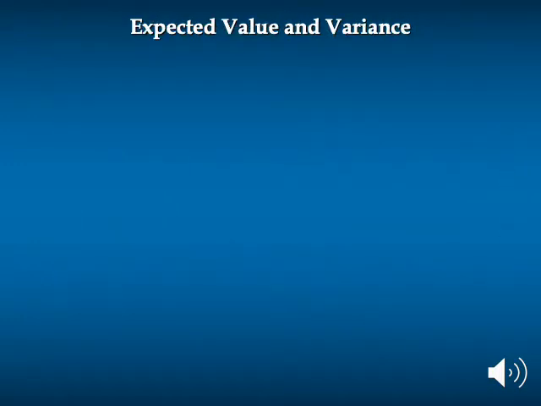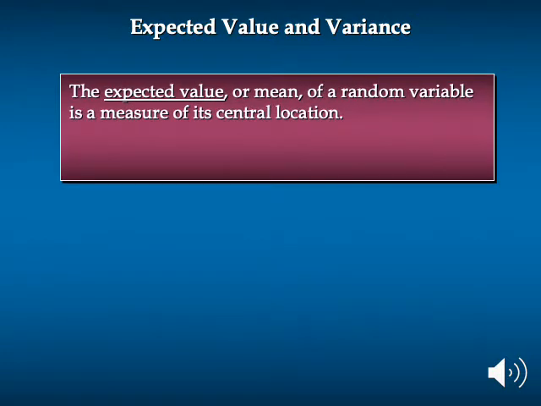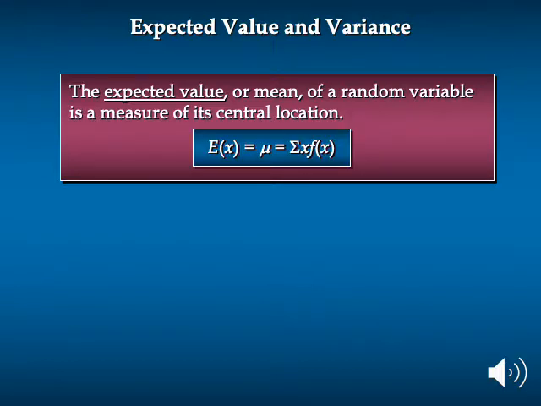When we talk about the expected value and the variance, the expected value, or the mean of a random variable, is a measure of its central location. And the formula sometimes is a little scary, but it shouldn't be. The expected value of x is equal to μ, the mean. That's what the expected value is. That large figure looking like an E stands for the total of x, each of the x's times the function of x. You add them all up, you get the expected value.